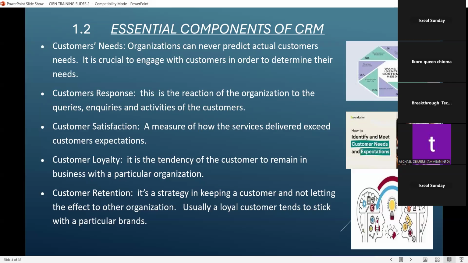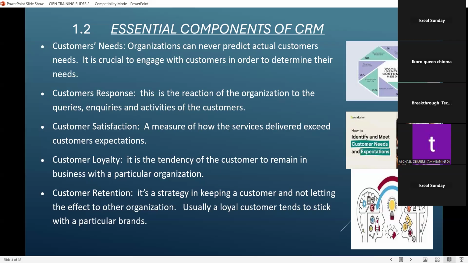So I move to essential components of CRM. That's the next slide. Essential components of CRM. On this place, we talk about customers' need. Because before a customer approaches your place, your agency, for one transaction or the other, there's a need that the customer already has. So an organization can never predict actual customers' need. It is crucial to engage the customer in order to determine their need.